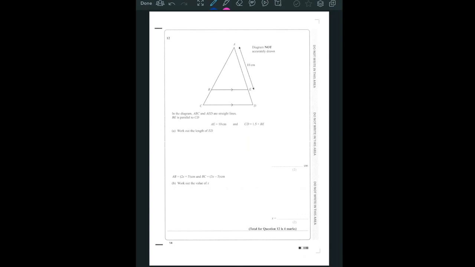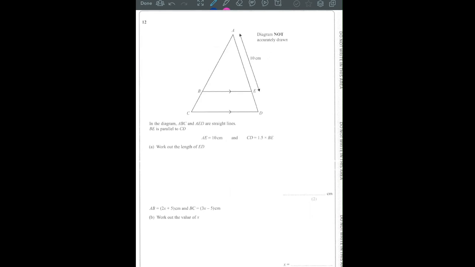Question 12. Looks like a similarity question with embedded triangles. In the diagram, we have some straight lines. BE and CD are parallel. AE is labelled as 10. And CD, that bottom side here, is 1.5 times that side. Well, that's exactly what a scale factor is. That big triangle is 1.5 times bigger than that smaller triangle. So my scale factor is exactly that 1.5 being quoted.